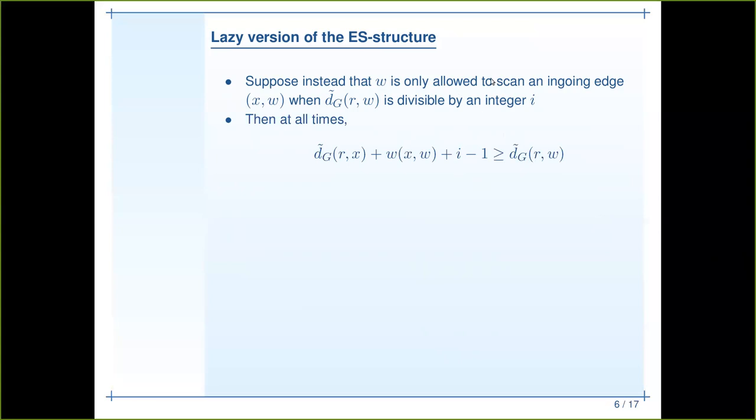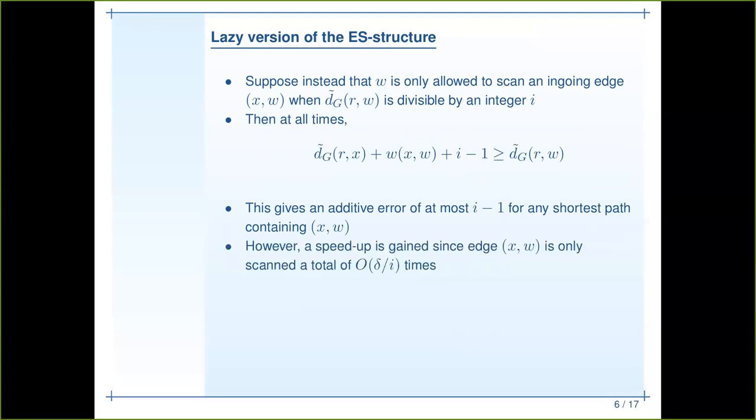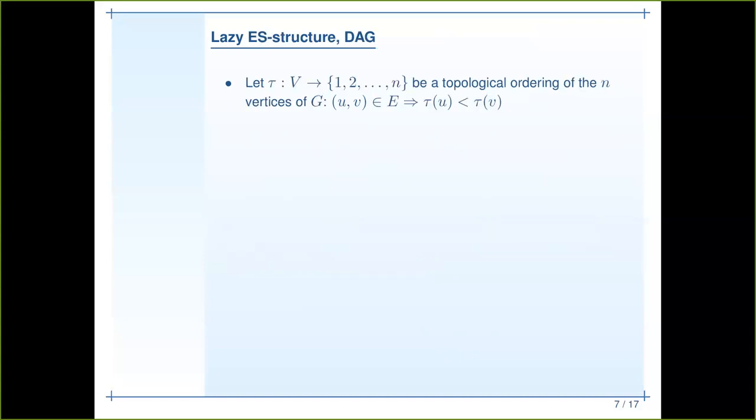And if you do this lazy variant here, you get this additive error here. So for every shortest path containing this edge X, W, you get an additive error of at most I minus 1. But we also gain something from this, because now this edge X, W is only scanned during the course of the algorithm a total of O of delta over I times. So let's see how we can use this for DAGs.